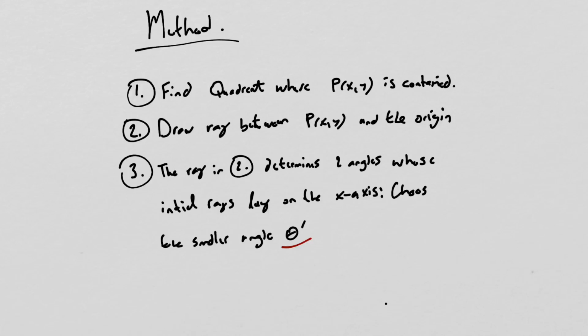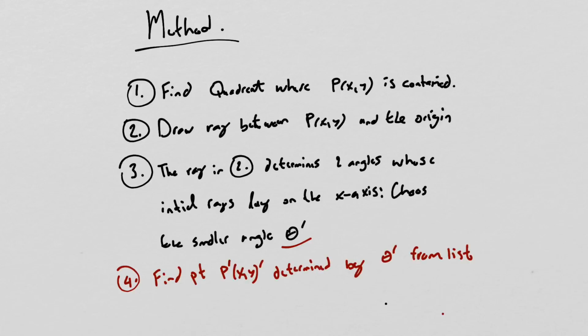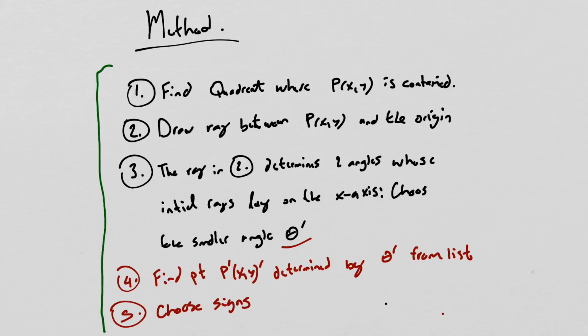The angle theta prime is going to be between 0 and pi divided by 2, which means that theta prime determines point coordinates from the list that we saw before. Then the point P of xy has the same number values as P prime of xy. The last step is we just have to make sure that the signs are correct. So even though we've written this out, we'll see that we can simplify this entire method in the next section.